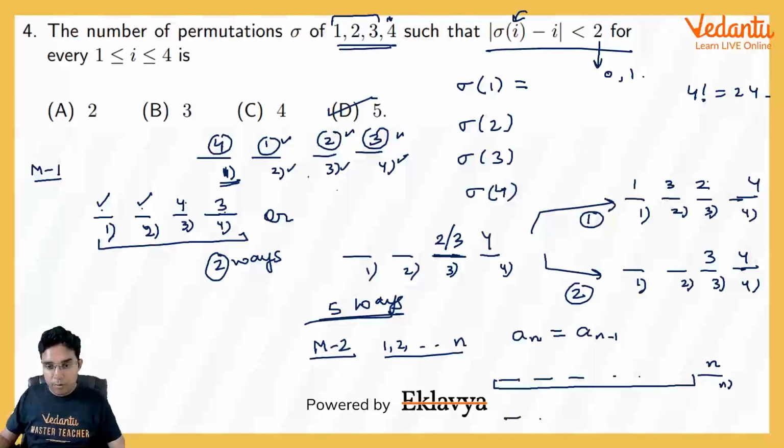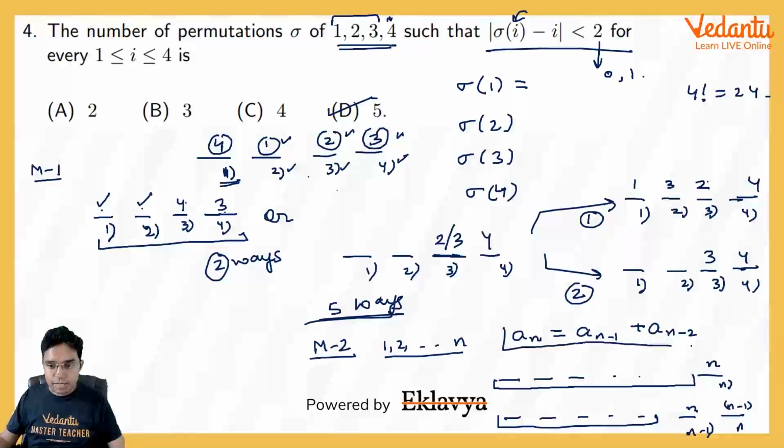Or we will be putting 1, 2, 3 and so on. I will be putting n minus 1 here. Then n has to be put here, n minus 1th place. Then these are n minus 2 numbers which are to be placed in first n minus 2 places. So this a_n will be a_(n-1) plus a_(n-2). So this is one recurrence relation.